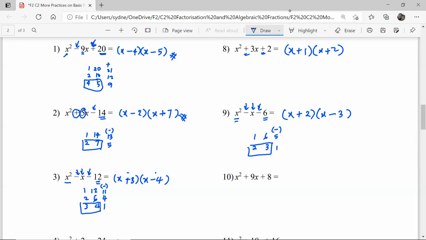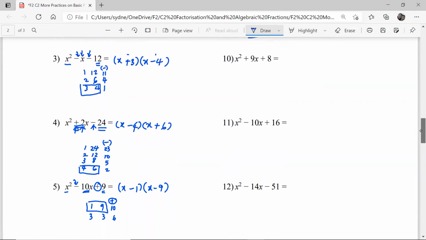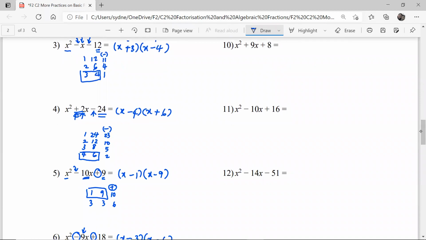Next, we move on to question number 10. All right, x squared plus 9x plus 8. So x squared is x times x. The 8 here is 1 times 8, 2 times 4. Okay, so what are we supposed to do with the factors? We plus them. So 1 plus 8 is 9, 2 plus 4 is 6.